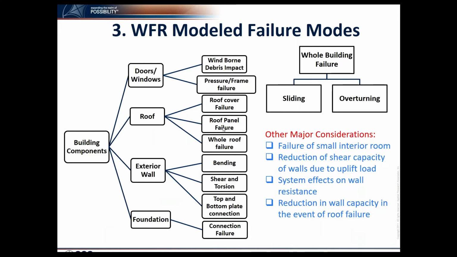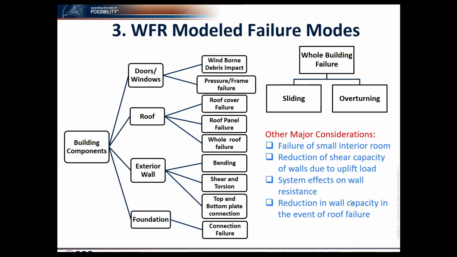And now I'm going to talk about failure modes, and this is basically the failure mode of a single family house. So we modeled the component level failure as well as the global level failure, such as sliding and overturning. For the component level failure, for example, the exterior wall, we modeled the out of plane bending, in plane shear and torsion, and then failure of the top and bottom plate connection.